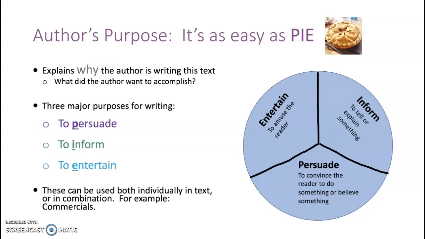And so there are three major purposes for writing. You can name a lot of little tiny ones, but they all fall into these three categories. And those categories are to persuade, to inform, and to entertain. So when an author decides that they want to persuade a reader, they're going to write in a certain way in order to convince them to either do something or to believe something that they want them to believe.